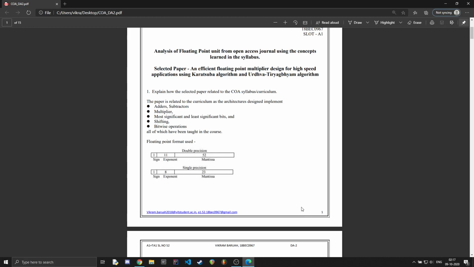As we've been taught before in the course, the adders, subtractors, multipliers, most significant and least significant bits, shifting and bitwise operations for 8051 and microcontroller. So here we are doing similar operations but for a different architecture and a different algorithm. The algorithm that is being used here is the Vedic algorithm, which is also known as the Karatsuba algorithm.